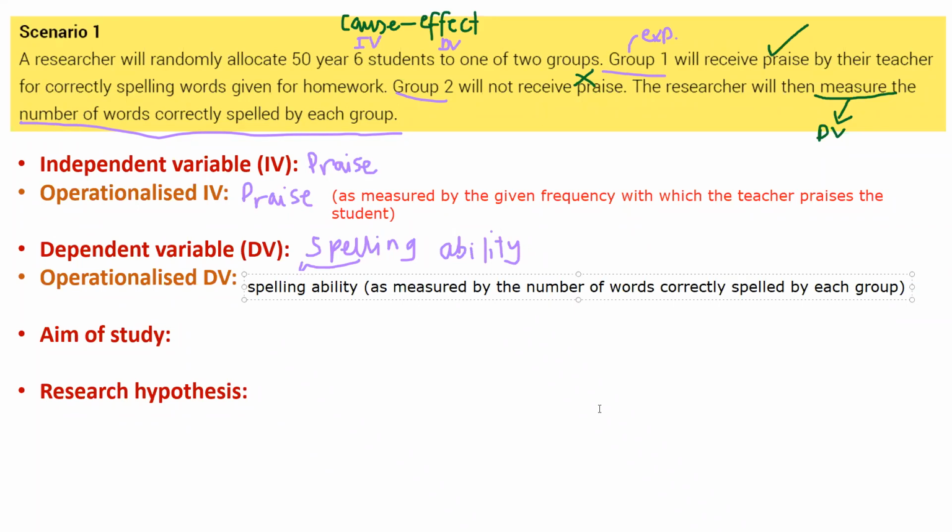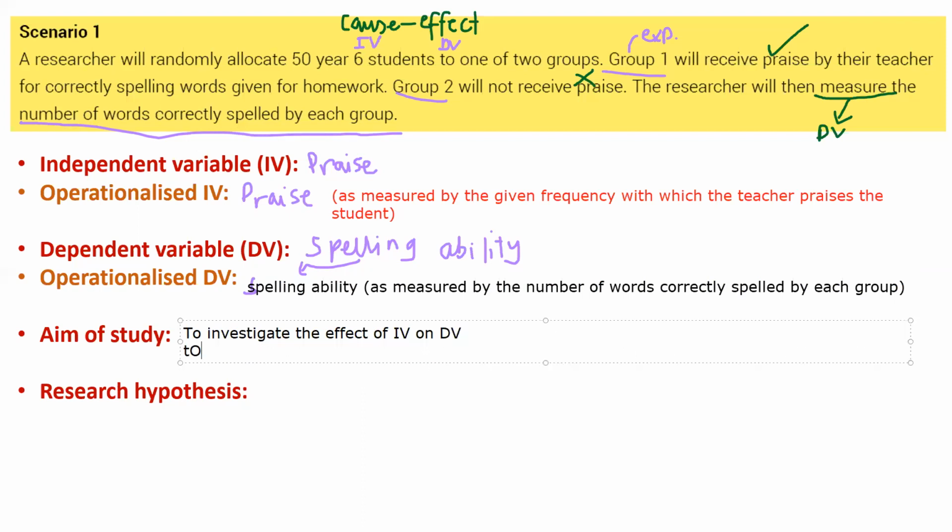The aim of the study is basically the general objective of the study. We usually start the aim of the study with words like to investigate, to determine, to calculate, to analyze. So action verbs there. So to investigate the effect of IV on DV. That's basically what the aim of the study is, the kind of template you would use.